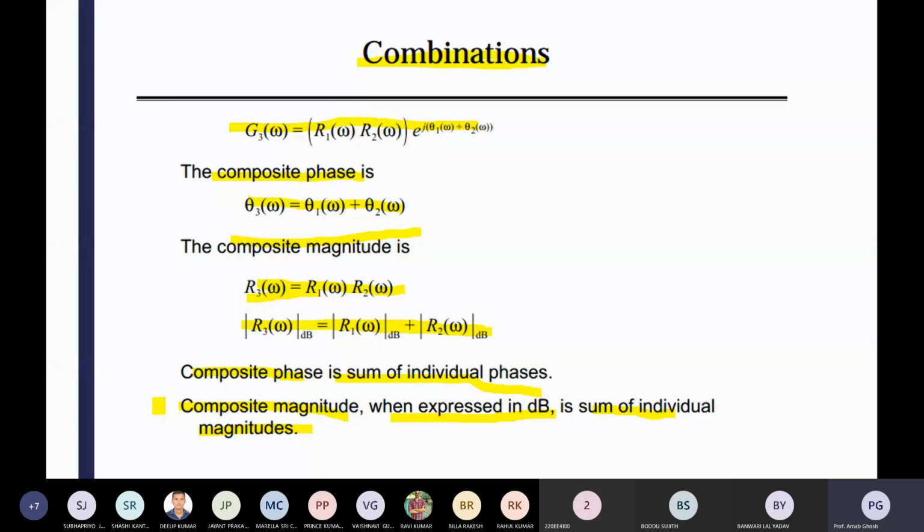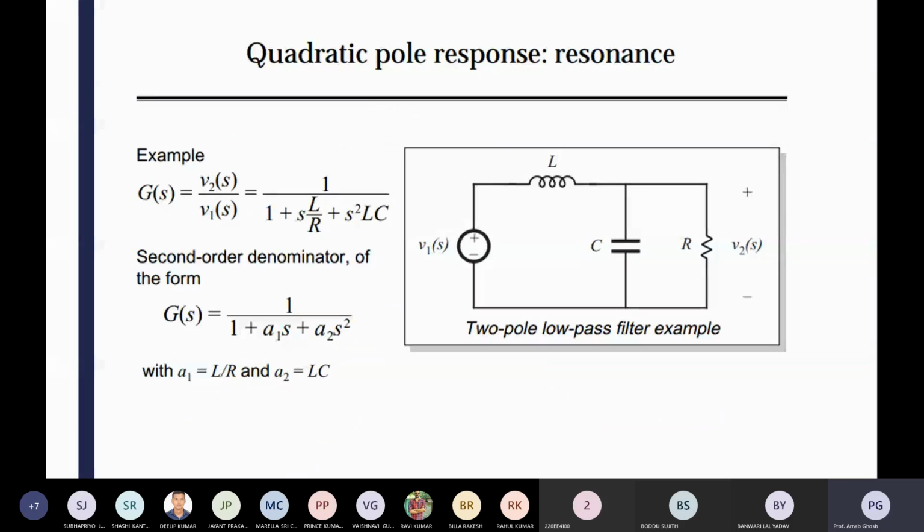Okay, so after that we can go for the next point, that is your quadratic pole response. If you have any doubt, you can ask me, no problem. So I can go to the next slide.